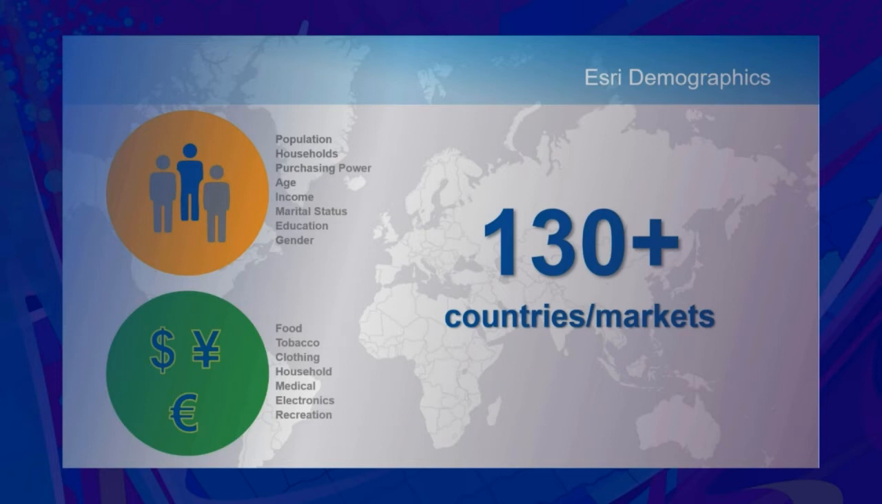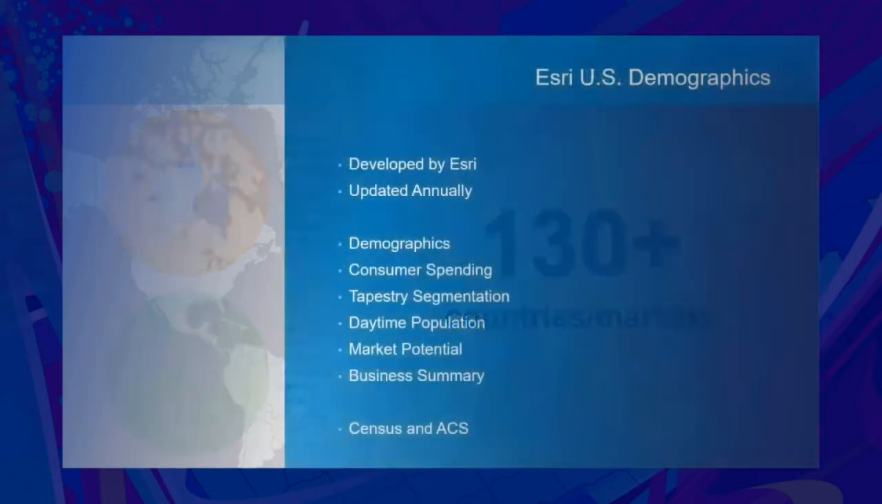The data are available for many different levels of geography, including administrative and postal geographies, and are updated on an annual or biannual basis. In the U.S. specifically, Esri has a team of professional demographers, statisticians, and data scientists who model annual updates to demographic data. This includes socioeconomic, demographic, spending, segmentation data, daytime population data, market potential, and business data sets.